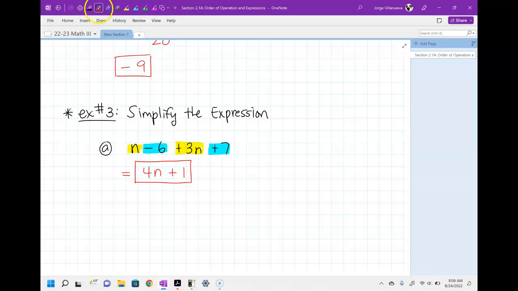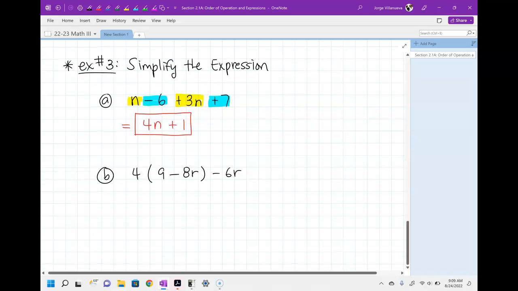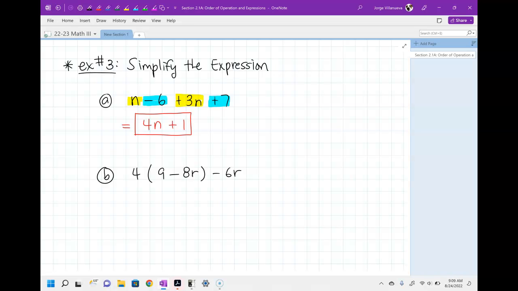All right, let's do another one. Again, as you can see, these aren't terribly difficult. We're going to kind of go a little bit more difficult though. Part B. 4 times 9 minus 8r, minus 6r. So 4 times the quantity of 9 minus 8r, and then minus 6r.